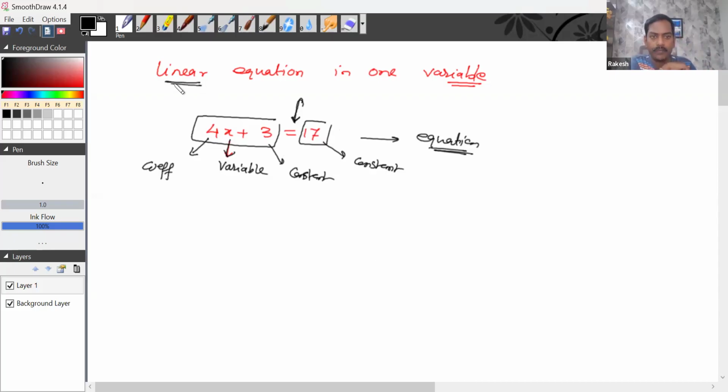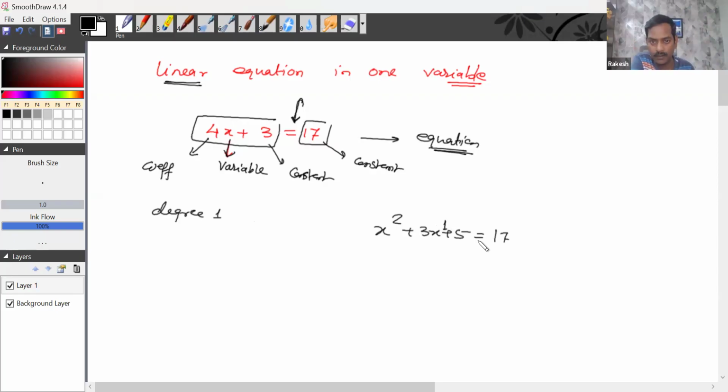Now, what is linear? Linear means it is basically a variable having degree of 1. So what is degree? Degree is nothing but the power of the variable. For example, I'm writing some other equation. I'm writing equation x square plus 3x plus 5 is equal to 17, something like this. In this case, you can see that the variable is x. The power of x is 2 here and the power of x is 1 here. If nothing is written, then we assume that the power is 1.